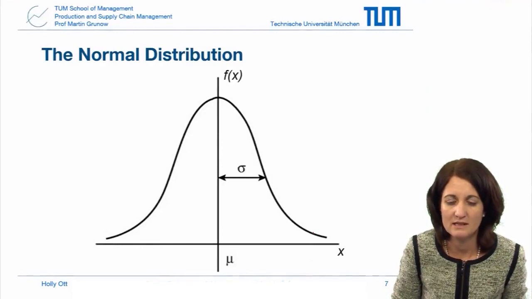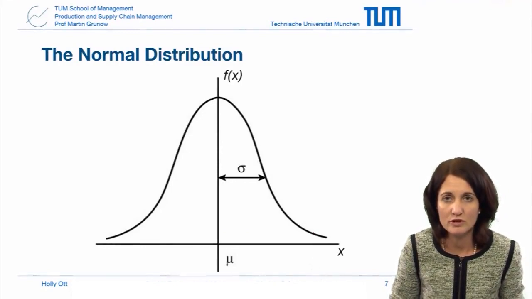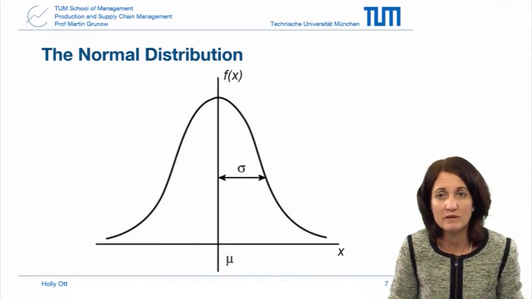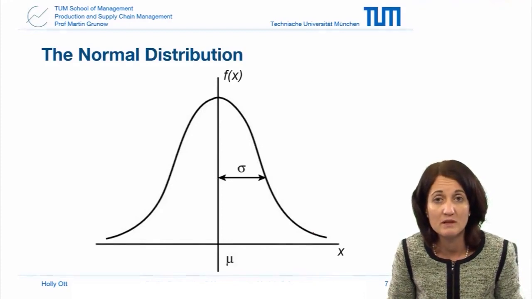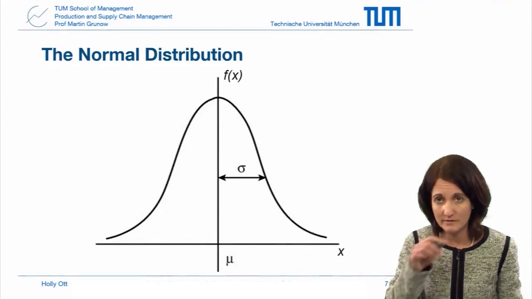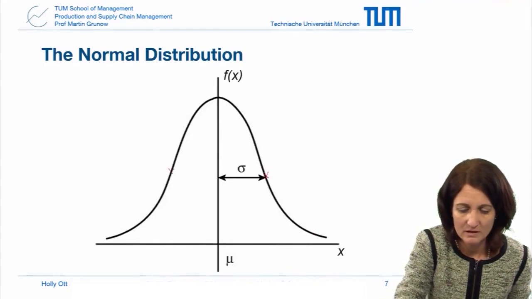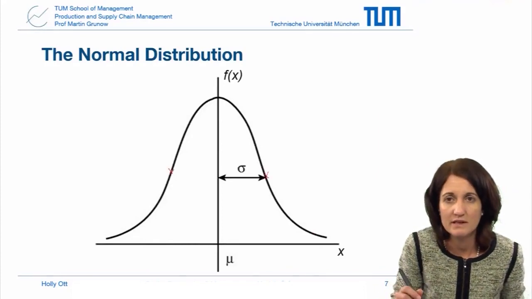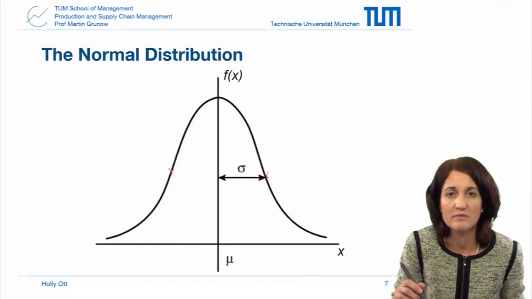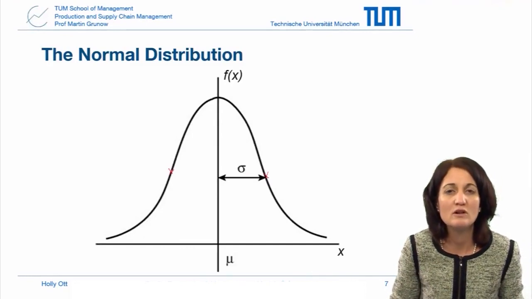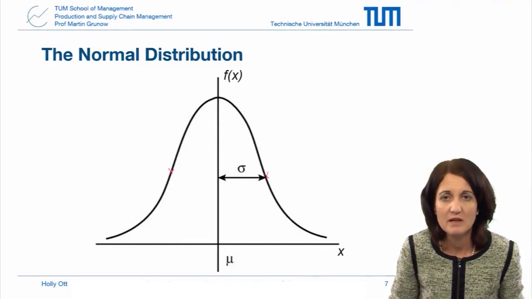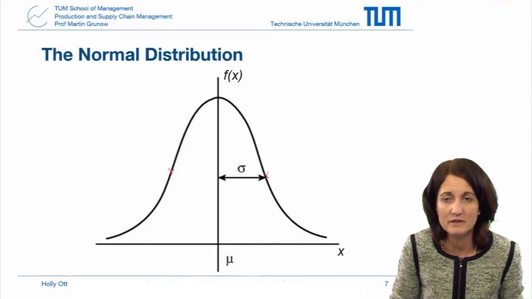Let's look at this in a little bit more detail. We want to use our normal distribution to give us useful information about our production. As we mentioned in the previous slides, there are these 2 points of inflection that are located 1 standard deviation from the mean, plus or minus 1 standard deviation.